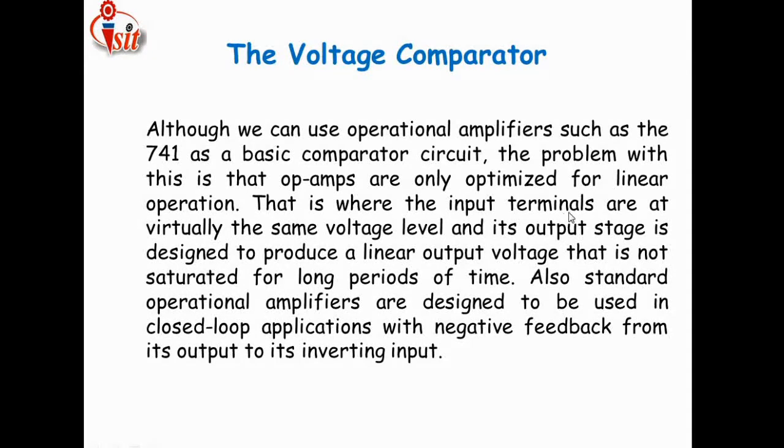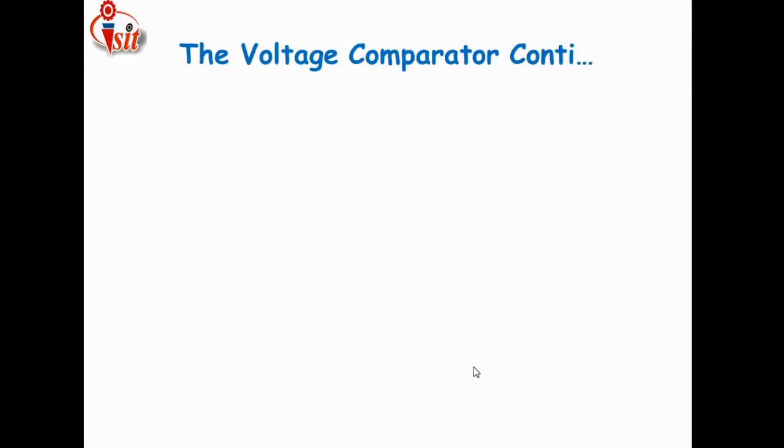This is where the input terminals are at virtually the same voltage level, and its output stage is designed to produce a linear output voltage that is not saturated for a long period of time. Also, standard operational amplifiers are designed to be used in closed loop applications with negative feedback from their output to their inverting input.